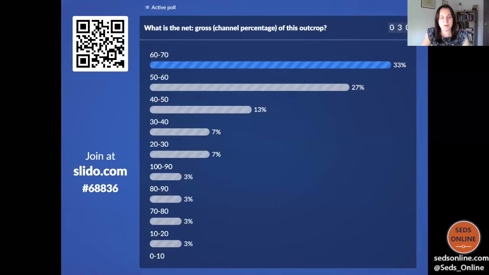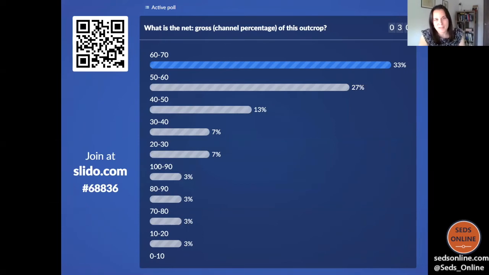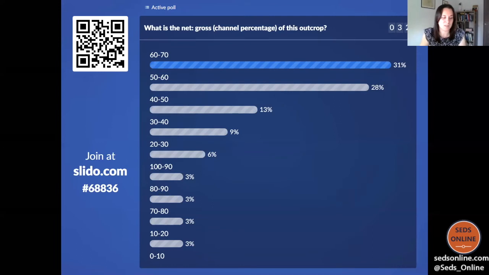Okay, so most people think the net growth is about 60 to 70, 50 to 60 follows 40 to 50. And I can actually say you've all grossly overestimated it. So the range that we actually quantified from, I think, about 25 logs here was 54 to 17%. And the average was actually 37%.